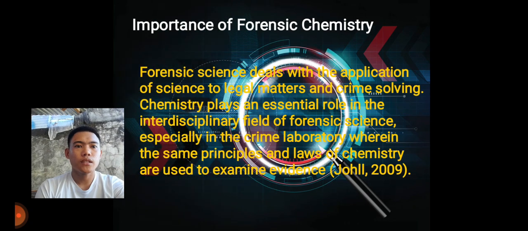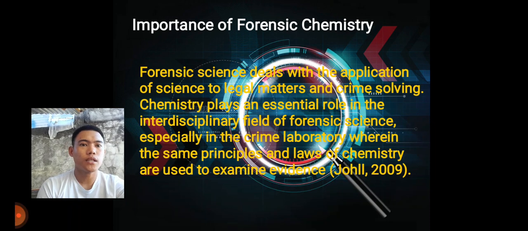Importance of forensic chemistry. Forensic science deals with the application of science to legal matters and crime solving. Chemistry plays an essential role in the interdisciplinary field of forensic science, especially in the crime laboratory, wherein the same principles and laws of chemistry are used to examine biological evidence. By John, 2009.